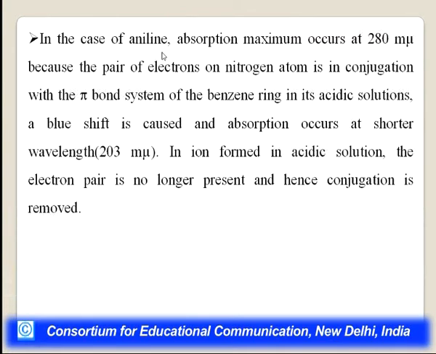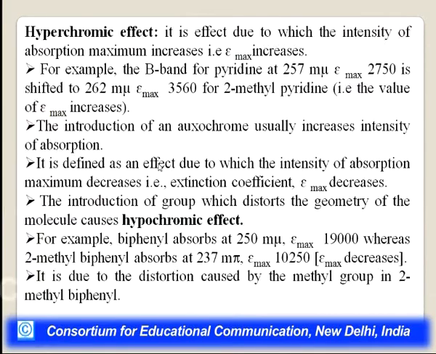In case of aniline, absorption maximum occurs at 280 millimicron because the pair of electrons on the nitrogen atom of an amine is in conjugation with the pi bond system of the benzene ring. In its acidic solutions, a blue shift is caused and absorption occurs at shorter wavelength. In an ion formed in acidic solution, the electron pair is no longer present and hence conjugation is removed. In acidic solution, this NH2 group changes to NH3+, so no conjugation is there now. Conjugation has been removed in acidic solution, so the value gets changed.